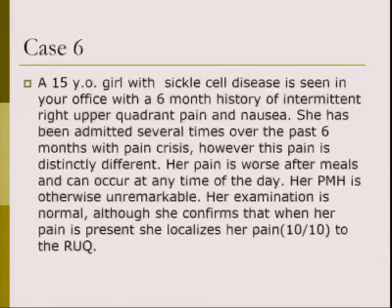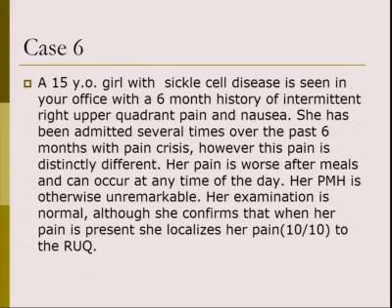So now we're moving on to case 6. This is a longer case, but it's a 15-year-old girl with sickle cell disease who's seen in your office with a 6-month history of intermittent right upper quadrant pain and nausea. She has been admitted several times over the past 6 months with pain crisis. However, this pain is distinctly different.